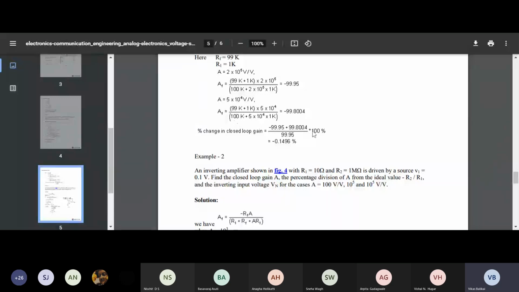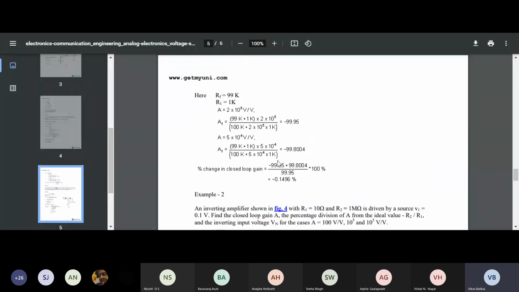For percentage change, it is the first value minus the second value. The first value is minus 99.95, minus the second value, which is minus as well. Minus of minus gives you plus. So basically the equation is the first term minus the second term divided by the first term, into 100 to obtain it in terms of percentage. So this is minus 0.1496 percent. So it's a very small change in the gain.